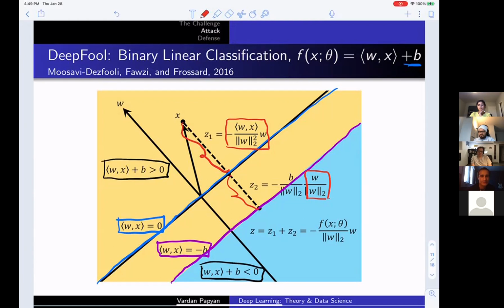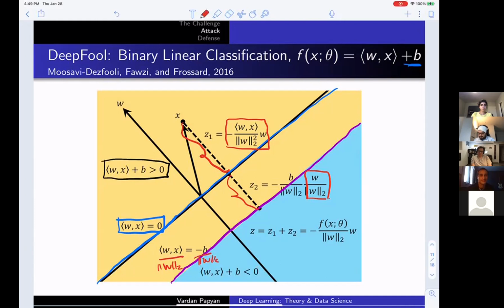So what is the length of this vector? You can actually find it based on this equation. Why? Imagine I take this equation and I divide both sides by the L2 norm of w. So I divide by the L2 norm of w.